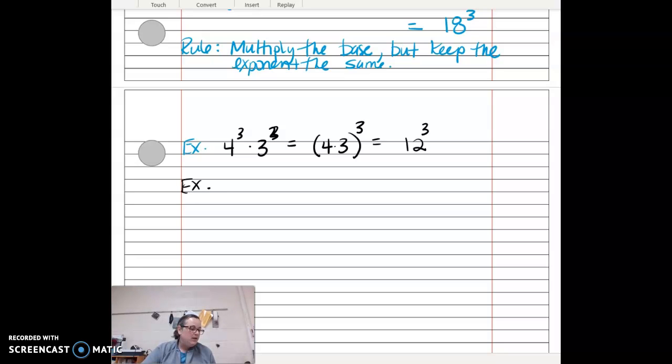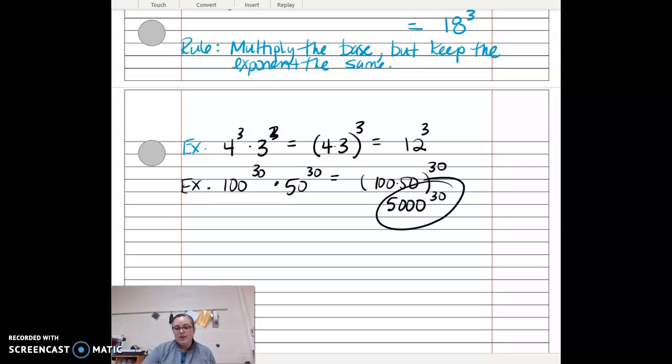Let's try 100 to the 30th power times 50 to the 30th power. This is where it's nice, because there's no way I want to write out 30 100s and 30 50s. I can actually put them together, so I get 100 times 50, and then I know I would have 30 of those groups. Well, 100 times 50, 5 times 1 is 5, plus the 3 zeros, 5,000 to the 30th power. And then at that point, if I needed to, I can find out what 5,000 to the 30th power is, but I don't need to.